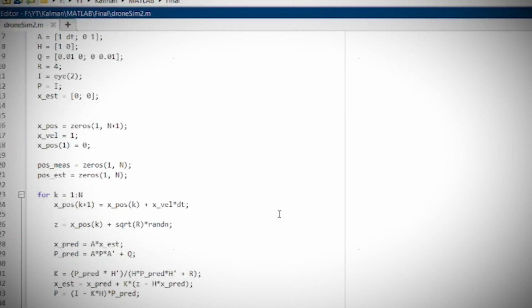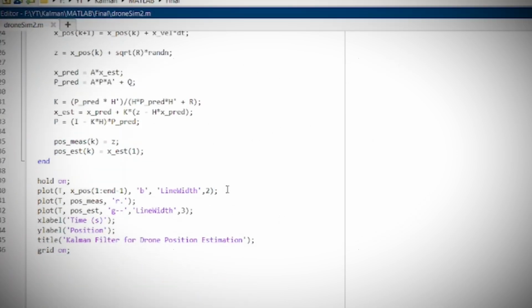For our understanding, this code plots three positions. First is the true position of the drone, which will be represented by a blue line. The second is the measured position of the drone, which will be represented in the form of red dots. And the third is the estimated position, the one which we got from the Kalman filter.